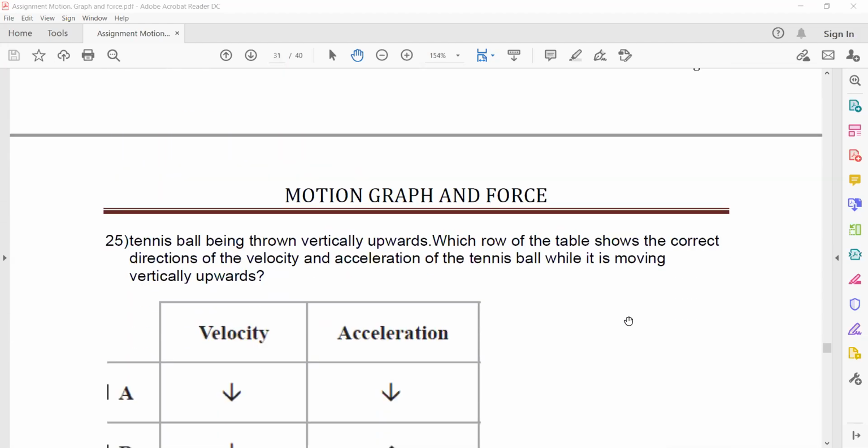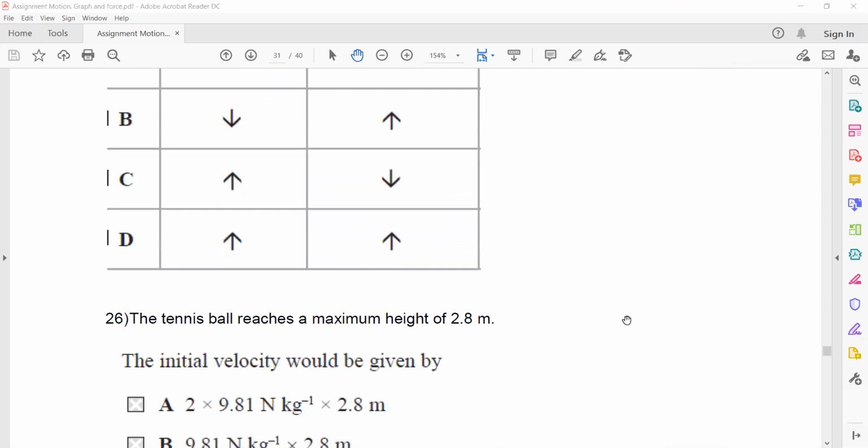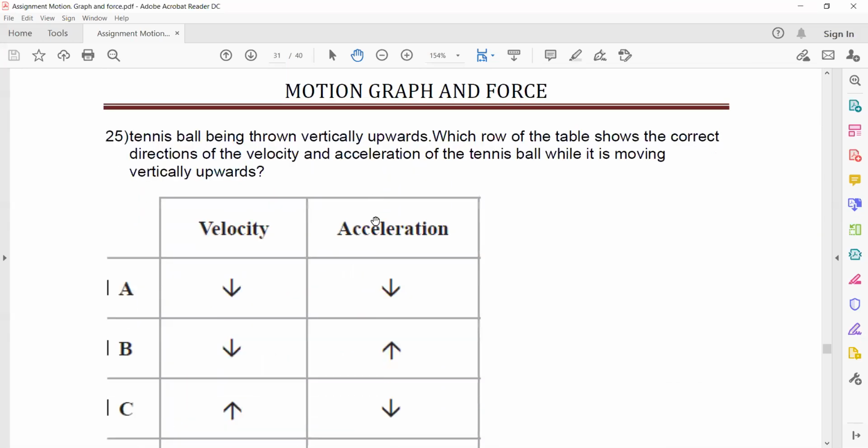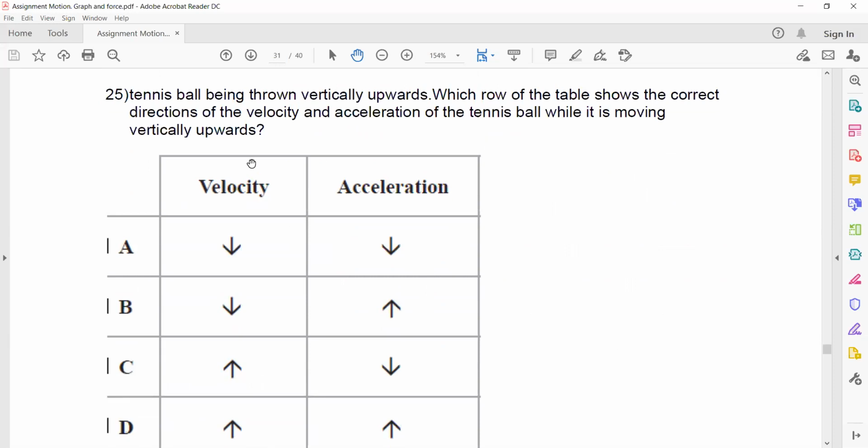Page 31, question 25. A tennis ball is thrown vertically upward. The question is, which row is representing the direction of velocity and acceleration of the tennis ball while it's moving upward?